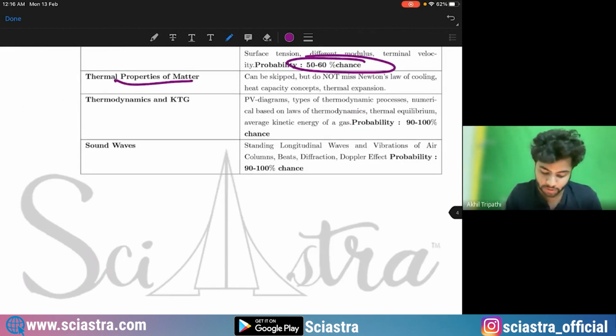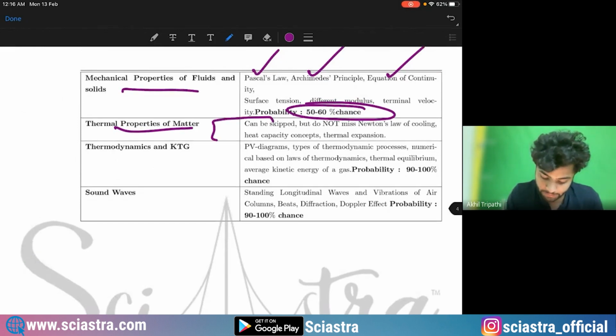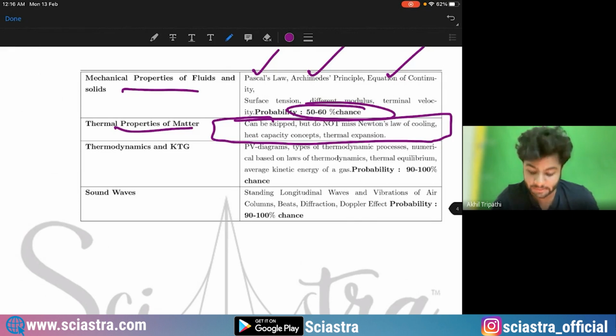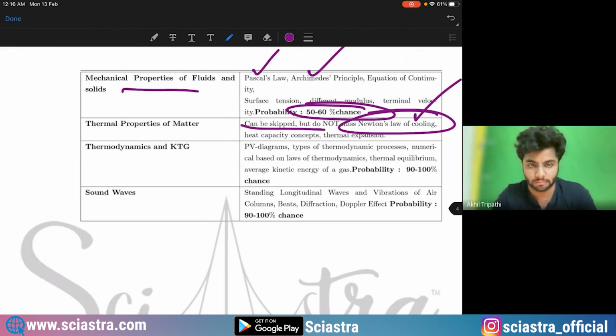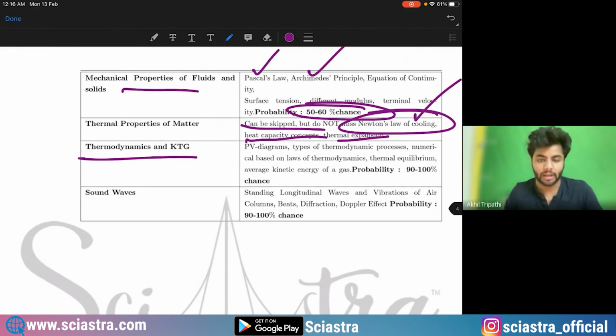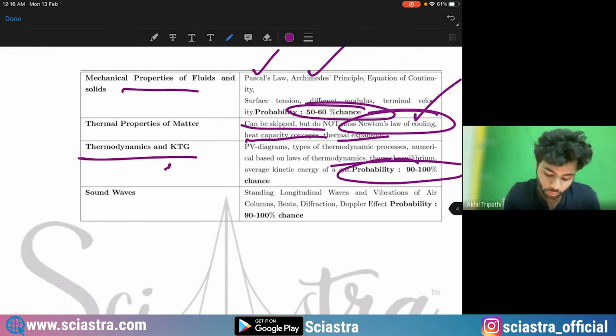Coming to thermal properties of matter, it can be skipped, but do not miss Newton's law of cooling. Okay, so do not miss Newton's law of cooling. Other things you can miss. Heat capacity and thermal expansion, these three concepts don't miss. Coming to thermodynamics and KTG, 100% almost, 1 to 2 questions actually I would say are guaranteed from here.